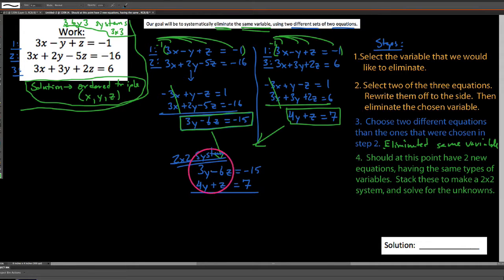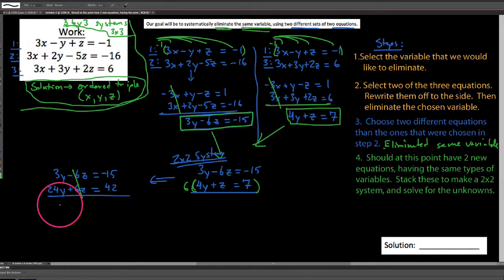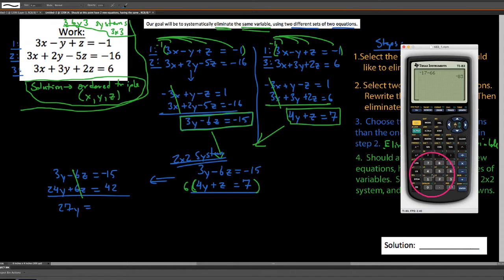So in terms of y's and z's, I think it'd be a little bit easier to eliminate my z's here because then I could just take this bottom equation times a +6 and I would have a +6z. So that is exactly what I'm going to do here. I'm going to take everybody down here times 6 and I'll rewrite my system off on the side. So my first equation, 3y minus 6z equals -15, and my second equation, which now has become 24y's plus 6z's equals 6 times 7 is 42, we end up with our z's canceling out. So what I get left with here then is 27y's, and this is equal to 42 minus 15. So let's just check this out here, 42 minus 15, and so we get 27.